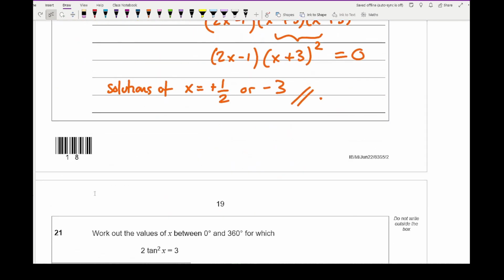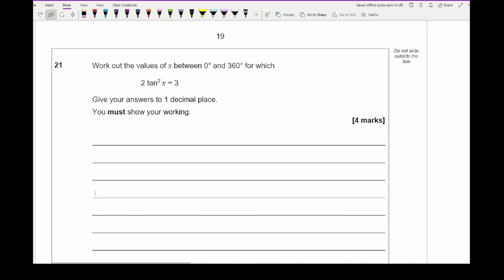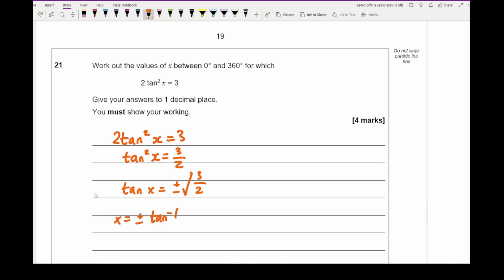And there we go. Moving on to question 21, it says work out the values of x between 0 and 360 for which 2 tan squared x equals 3. Give your answer to one decimal place. So for this, if I write out the question, what you want to do is get tan x the subject. So tan squared x equals 3 over 2. So tan x equals plus or minus the square root of 3 over 2. So x equals plus or minus inverse tan of root 3 over 2.